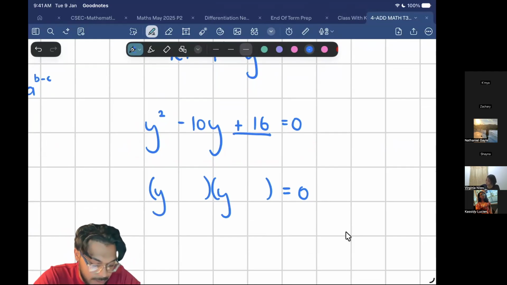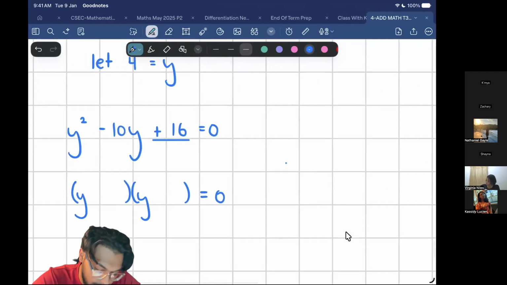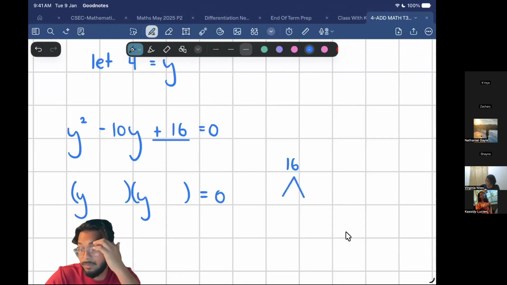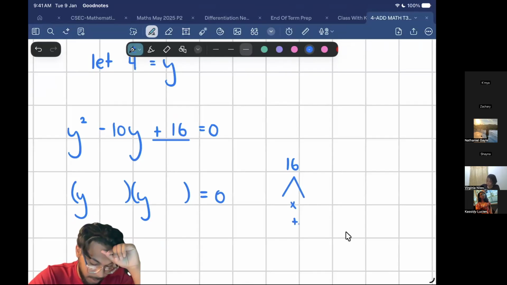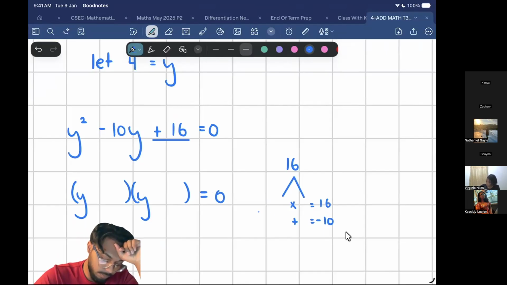Then we're going to look at the last term. The last term is 16. You're looking for two numbers that multiply to get 16 and add to give you what? Minus 10. Okay. You think of any two numbers? Minus 8 and minus 2. Bingo.